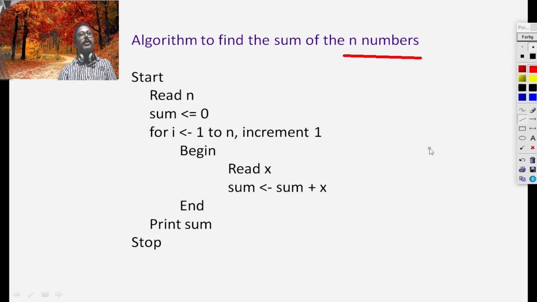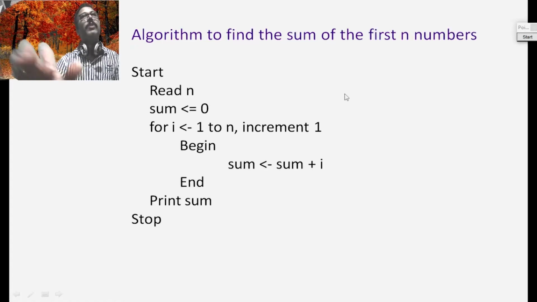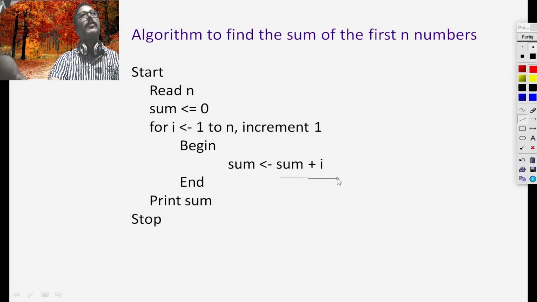So read n. But the problem is, in the first case, when we consider first n numbers, the numbers we know already: 1, 2, 3, up to n. But now n numbers, so these n numbers can be anything. Again, I already told you, if it is anything, read it. In the previous case, we were just adding the value of this I: sum equal to sum plus I.